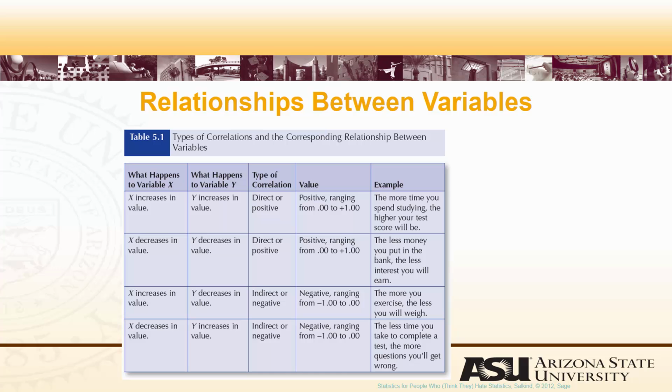So here we see as x increases, we see examples of what might happen to y. So the more time you spend studying, the higher your test score will be. Hopefully that's the case here. That would be a direct or a positive correlation between those two. We can also talk about the more we exercise, the less we'll weigh. That's a negative correlation, and I think that's a good example of why it's not a values judgment here. It just means it's an indirect correlation. If one variable increases, the other goes the other direction. Finally, the less time you take to complete a test, the more questions you'll get wrong. That's a negative correlation.